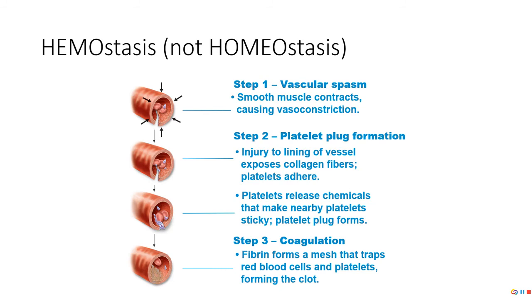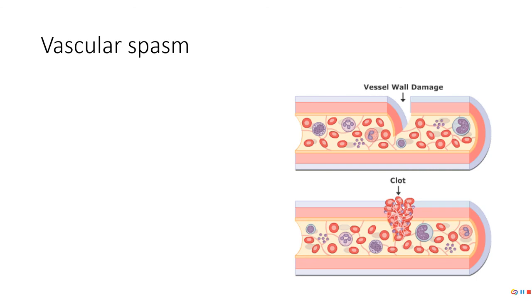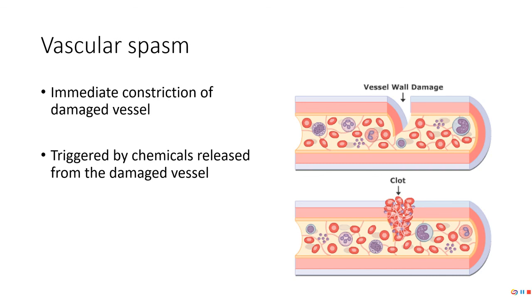Hemostasis is essentially what happens when you damage a blood vessel and how we repair it. And there are three main steps: vascular spasm, platelet plug formation, and then coagulation. So let's go through each of these individually. So vascular spasm, this occurs when there's damage to the vessel wall. What happens is that blood vessel immediately constricts. And this is caused by chemicals that are released from the damaged vessel.